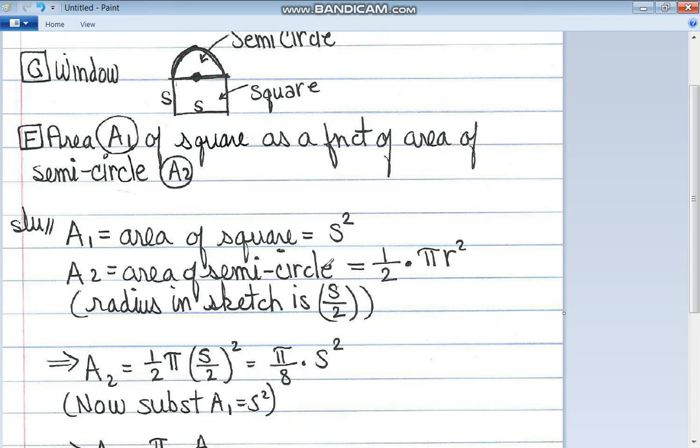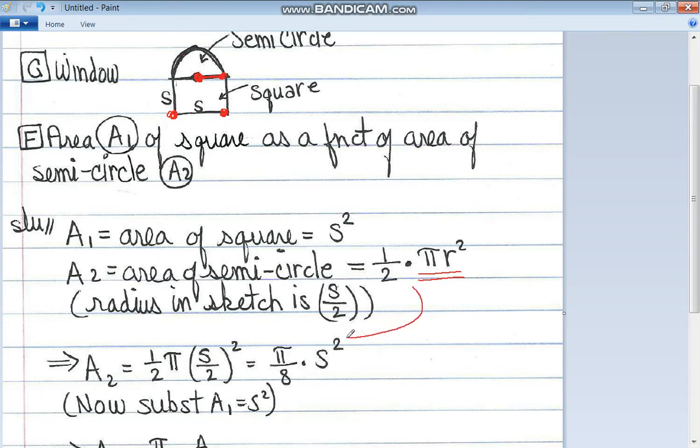Then A sub 2 is what we call the area of the semicircle, so it's half the area of a circle of radius r. 1/2 pi r squared. Half because it's a semicircle, it's half a circle. But in the sketch, you can see what the radius is. If this distance on the bottom, all the way from this side to this side, is a distance s, then the distance from the center to any side is half of that s. So the radius in the sketch for that semicircle is s divided by 2.